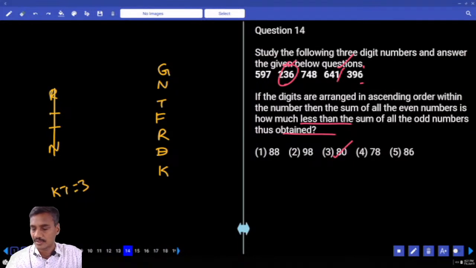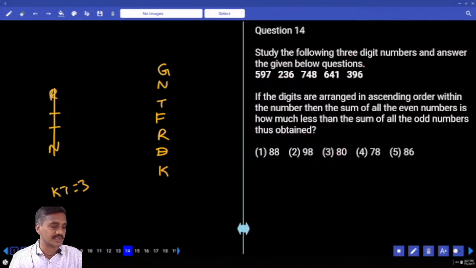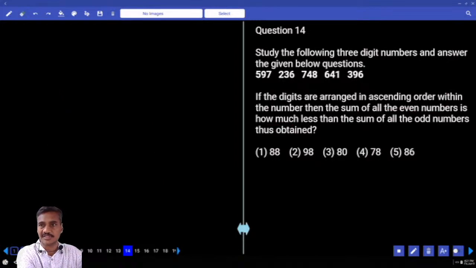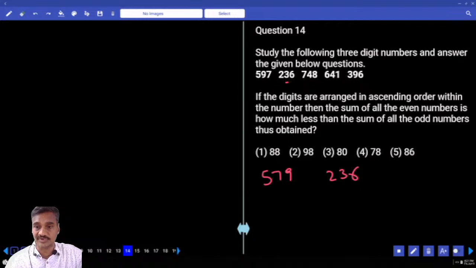Then 14th one. Now, if the digits are arranged in ascending order within the number, then the sum of all the even numbers is how much lesser than the sum of all the odd numbers, isn't it? Now, the digits are arranged in the ascending order, then this is 579, isn't it? Now, this is an odd number. And here, now 236, it is an even number. And 748, and this is 478. 478 and 641, 146 and 396, that is 369.